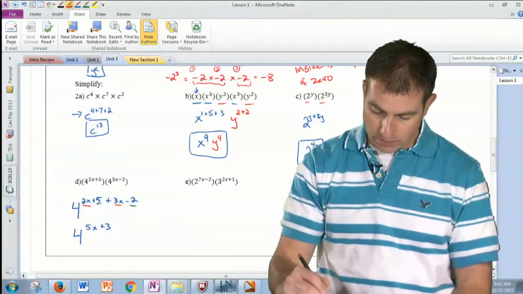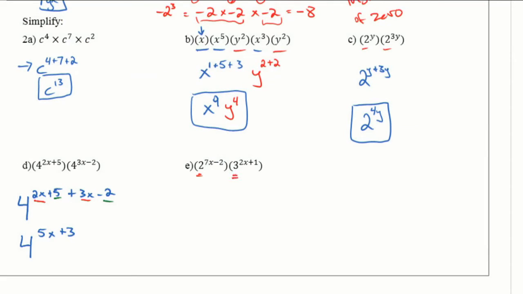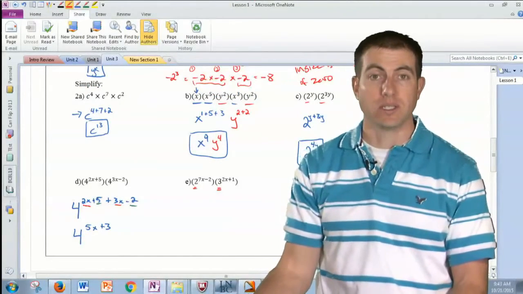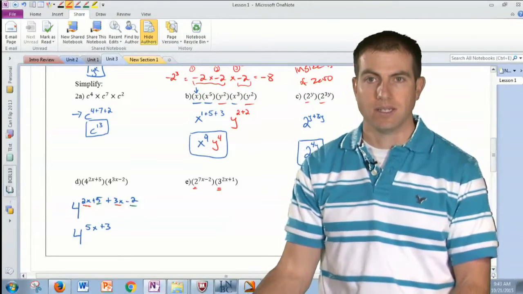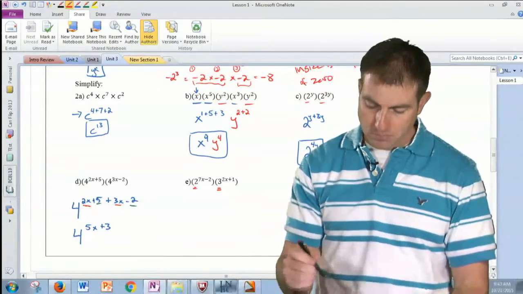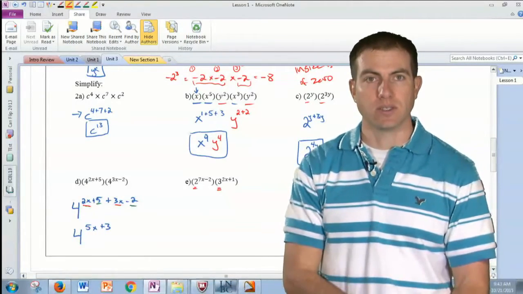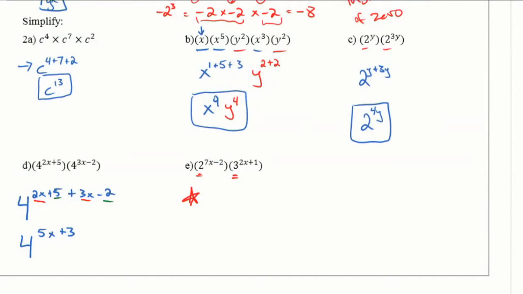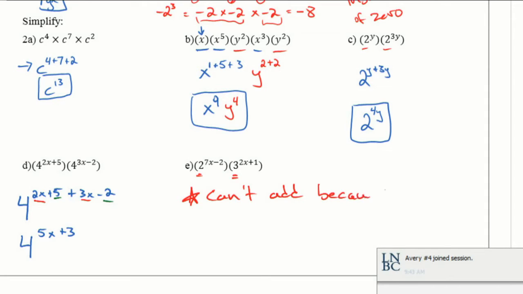The next one, we have 2 to the power of 7x minus 2 and 3 to the power of 2x plus 1. Are our bases the same? 2 and 3, are those the same base? What if the number is different? So no, the bases aren't the same. Can we add exponents when our bases aren't the same? No, we cannot. So if you want to put a little note to yourself, can't add because we have different bases.